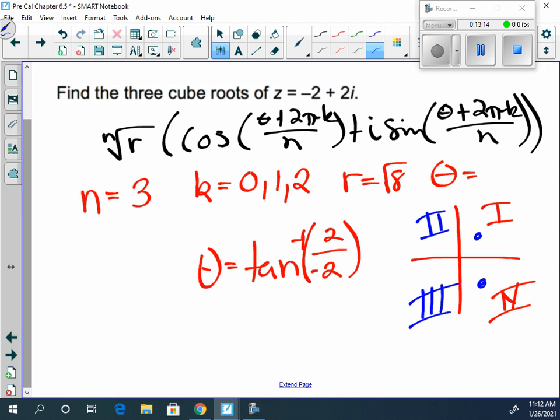Now, if we look at this here, negative 2 and 2i. The negative 2 gives me the x. The 2i gives me the y. So since the x value is negative, we're in second or third. Since the y value is positive, it's in the second, because that's where it's going to be located. It's going to be located up here.